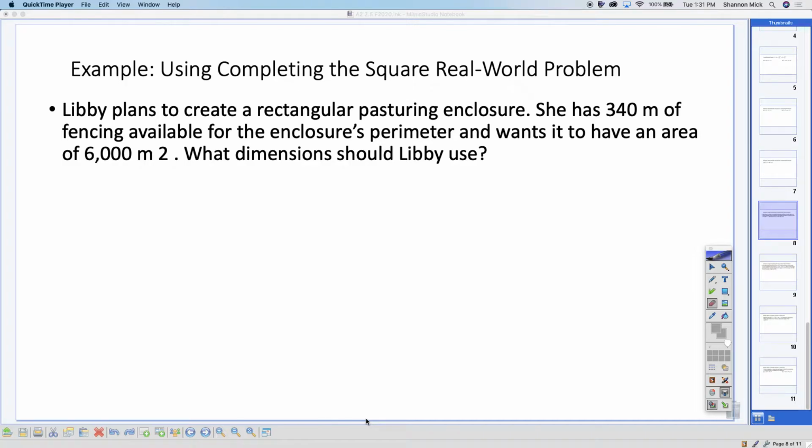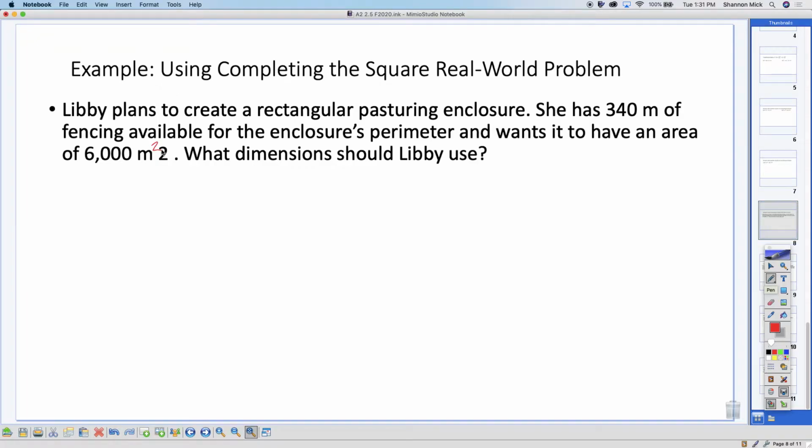So Libby plans to create a rectangular pasture enclosure. She has 340 meters of fencing available for the enclosure perimeter and wants to have an area of 6,000 meters squared. Evidently, when it transferred over, the square didn't say squared. What dimensions should Libby use?